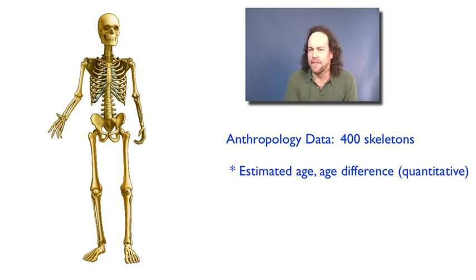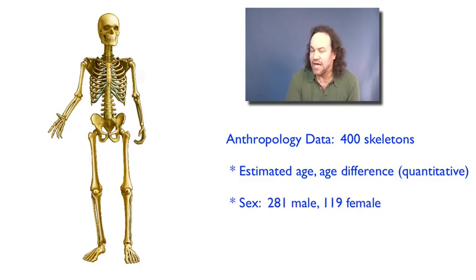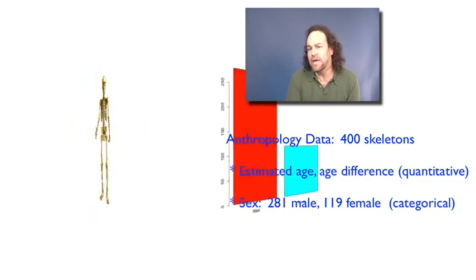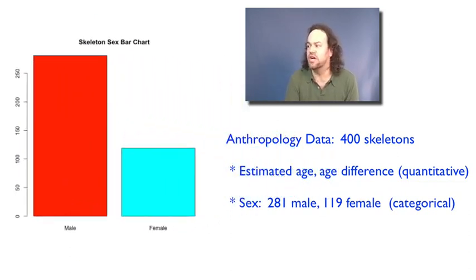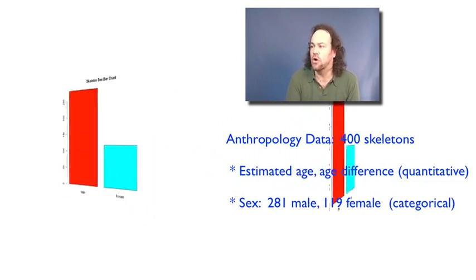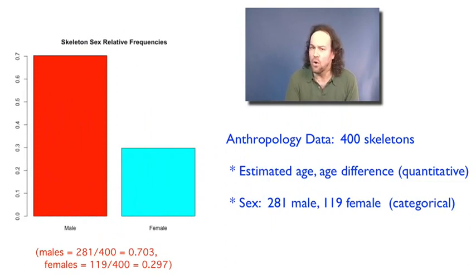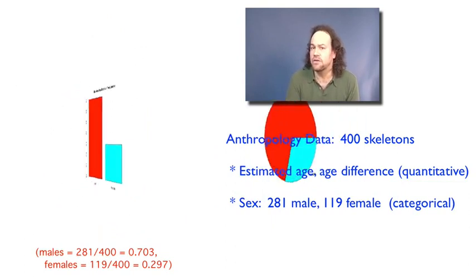For example, each of those skeletons has a sex. Is it male or female? Well, for that data, it turns out that 281 of them are male and 119 of them are female. So, that's a categorical variable. You can't take the maximum or the minimum or the mean, but we can draw a bar chart. And here's a bar chart showing the sex of those 400 skeletons. If we want, we can also show the relative frequencies. Or if we prefer, we can make it into a pie chart.